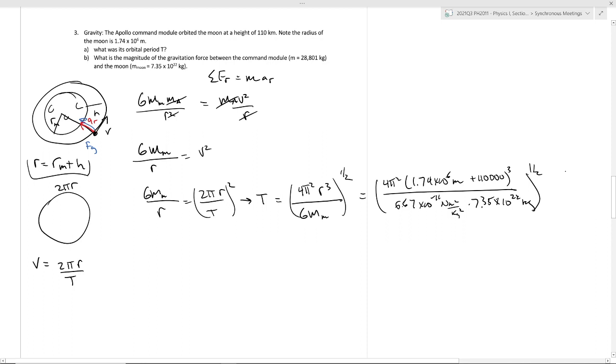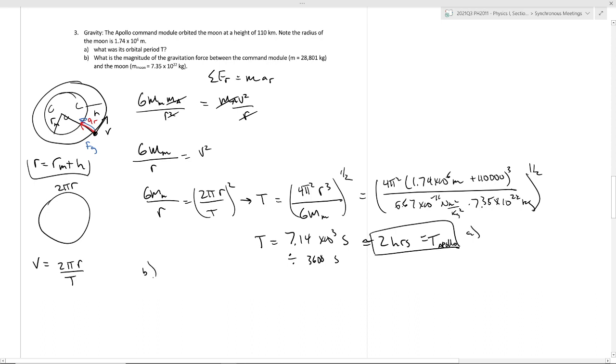So put all those ingredients together, take a square root, we would find that the period is equal to about 7,000 seconds. You divide by 3,600 seconds, i.e. the number of seconds in an hour, you would find that this is very close to 2 hours. And so that was part A.